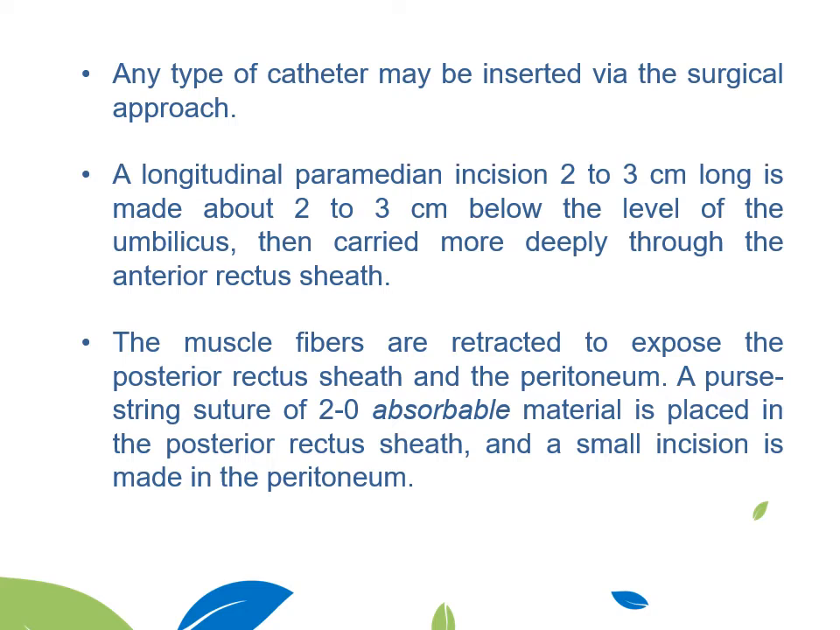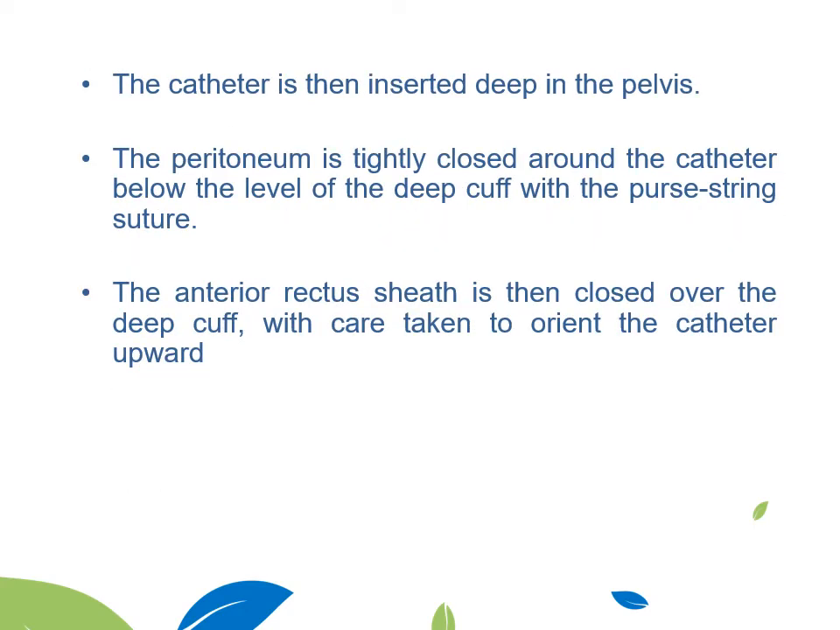Then you will have the peritoneal membrane just behind the posterior rectus sheath. You can snip it, and you can introduce your catheter under the use of the trocar, so that it will be deep into the Douglas pouch. Then the peritoneum should be tightly closed like a pouch around the catheter, and the deep cuff should be sealed and sutured to the rectus muscle from 4 quadrants, and then the rectus sheath is closed over the deep cuff.